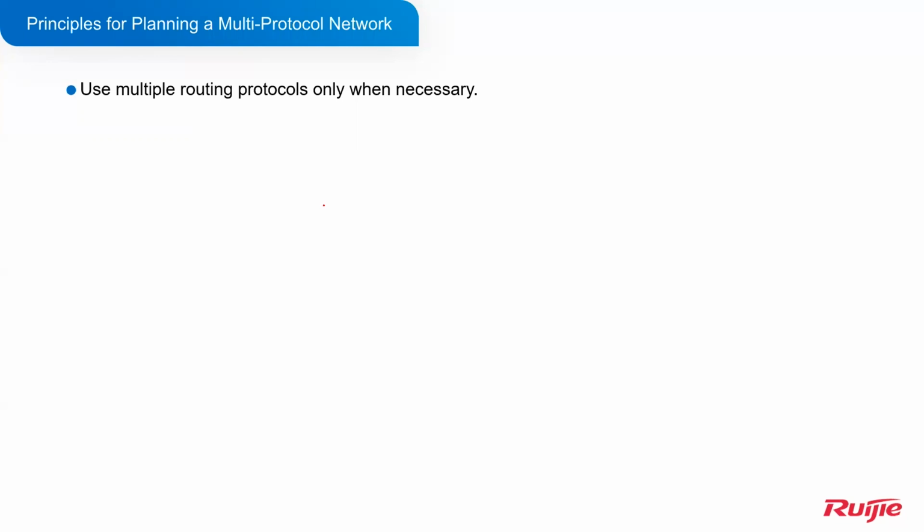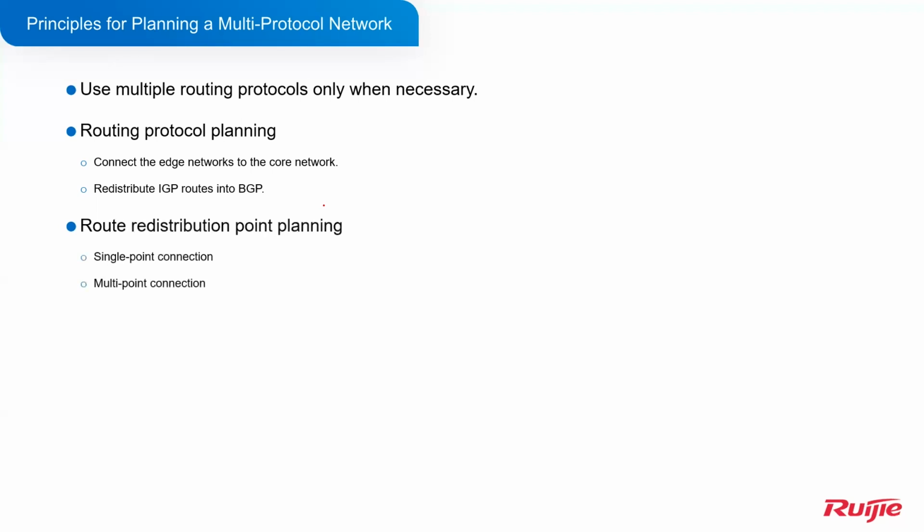Because if we use multiple routing protocols, it's very complex, no matter for a network implementation or network maintenance. So only when it's necessary, you can use multiple routing protocols. And for the routing protocol planning, we should maybe connect the edge networks to the core network, redistribute the IGP routes into BGP. This is what you should take into consideration during the planning.